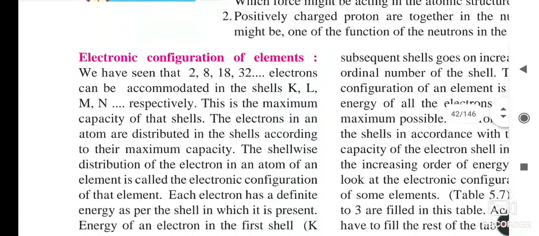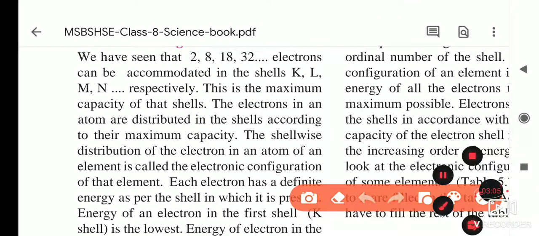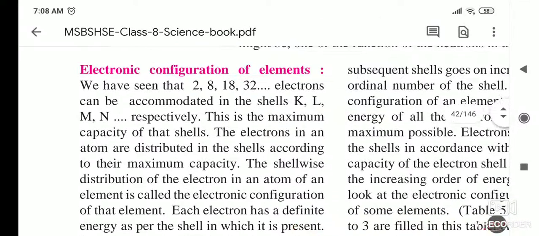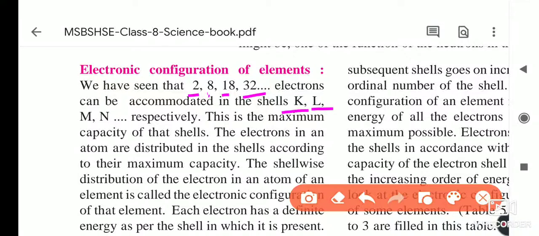Now today we will see the next part of the lesson, and that is the electronic configuration of elements. Each orbit has its particular capacity. The first orbit's capacity is 2, second 8, then 18, and 32. This many electrons can be accommodated in the shells K, L, M, N respectively. This is the maximum capacity of a shell.